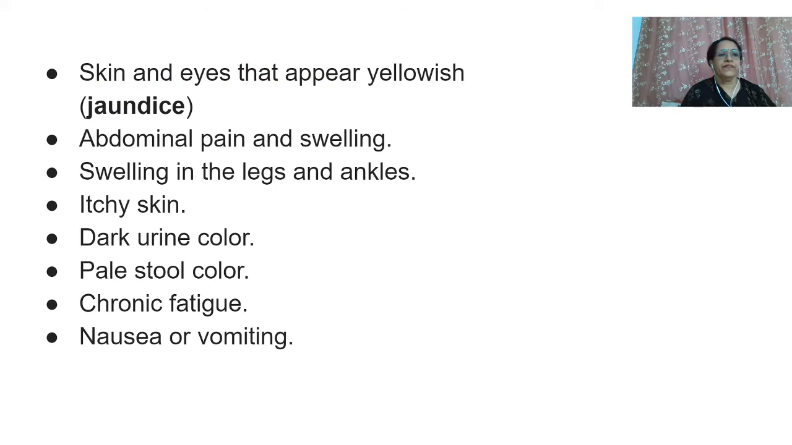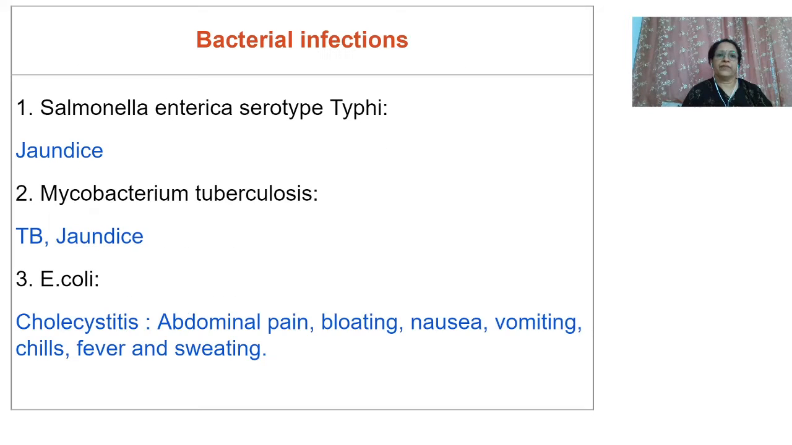Here, when infection of the liver or some disorders related to the liver occur, at that time there is a condition of jaundice where you can see the skin or the white part of the eyes appear yellowish. There is abdominal pain and swelling in the legs and ankles, itchy skin, dark urine color as well as pale stool color. There is chronic fatigue in the patient, nausea or vomiting.